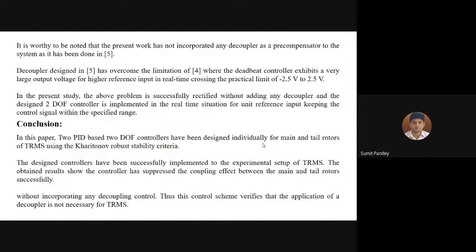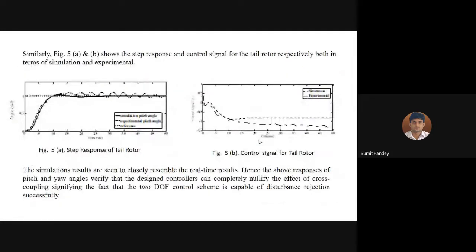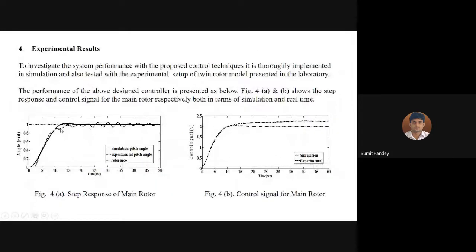So this is the result of this TRMS system for the main rotor, and this is the control signal. There is a limitation in the twin rotor MIMO system that the control signal will not go beyond 2.5 volt. Therefore, we can see that this result shows satisfactory performance.